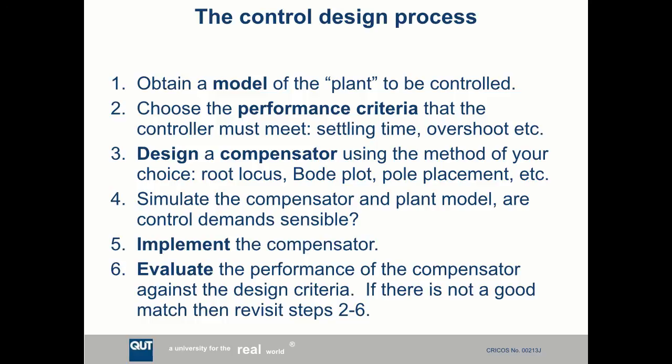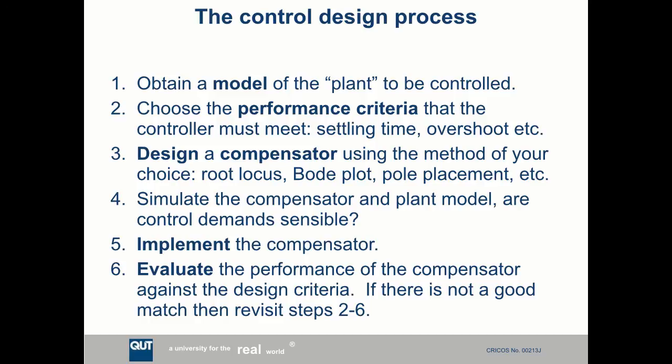Next thing then is to simulate the compensator with the plant in something like Simulink or MATLAB and test that it's working well. You're making a lot of assumptions at this point, right? You're making an assumption that the model of the plant that you have in your simulation is a good model of the real plant. But it's a good way to sanity check it. It's a good way to see, is it doing the right thing? Is the performance what I expect?